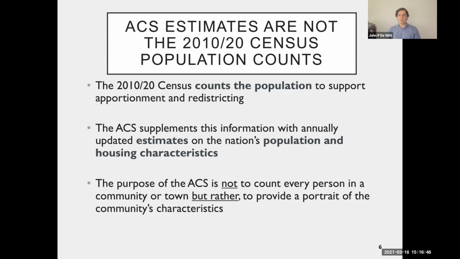timely estimates on a wide range of topics. We mentioned some of those earlier in the first hour, but there are a wide range of housing, household level, person level, and family level characteristics that are provided by the American Community Survey. One of the caveats the Census Bureau likes to say is that the goal of the ACS is not to count every person, but to provide a picture of the characteristics of that community.